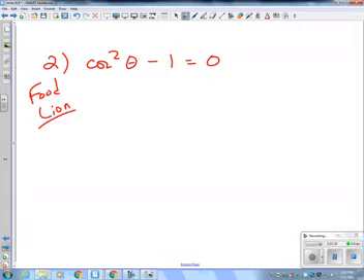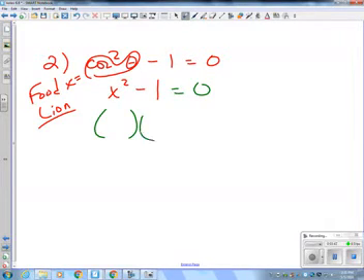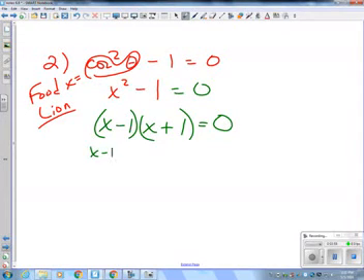Because I can make two parentheses. So let's put an x in for our cosine. It's a lot easier to factor difference of squares if you see x's. So we know x times x makes x squared, and 1 times 1 makes 1, and a negative times a positive makes a negative. So that's difference of squares. So we set x minus 1 equal to 0 and get x equals 1, and x plus 1 equal to 0, and x equals negative 1.